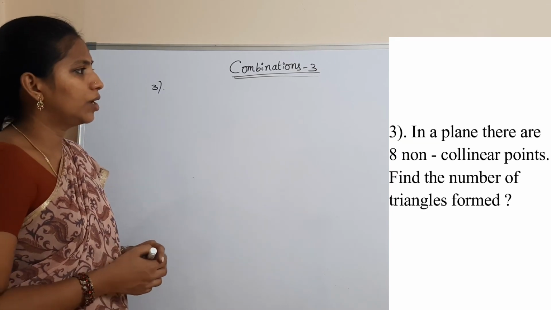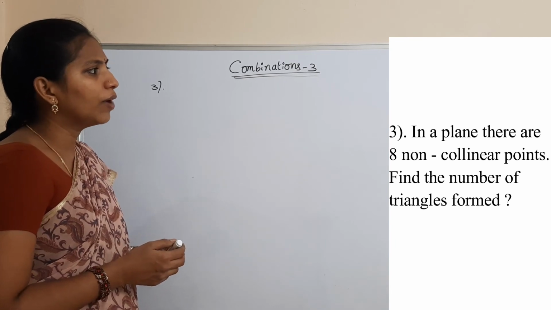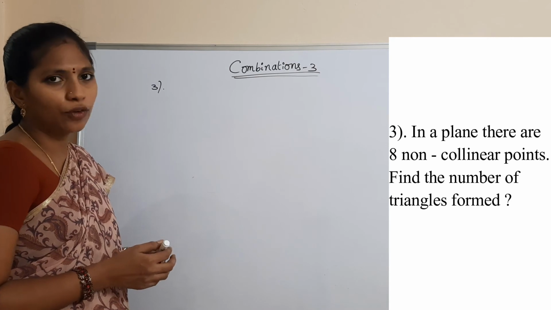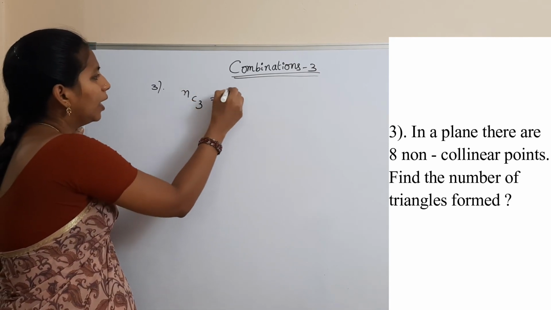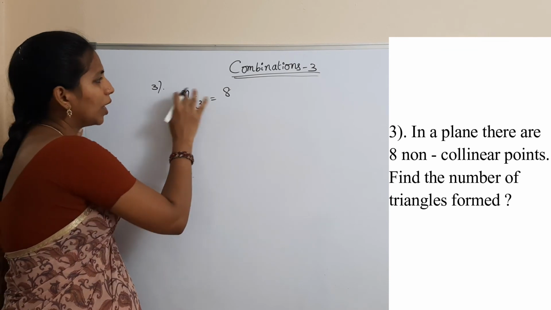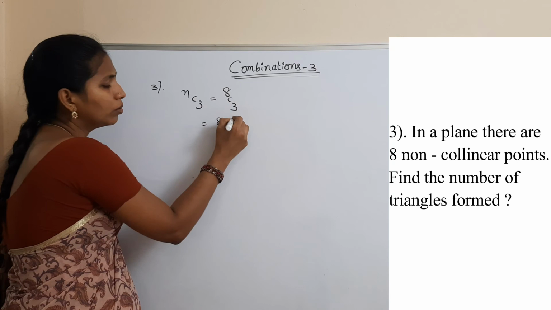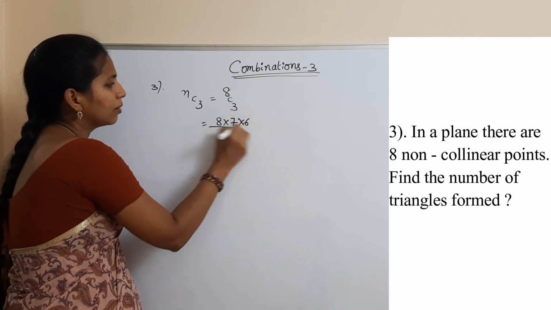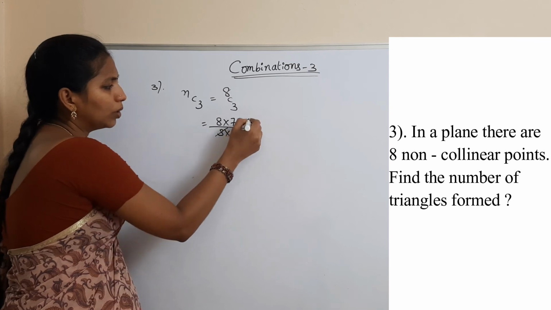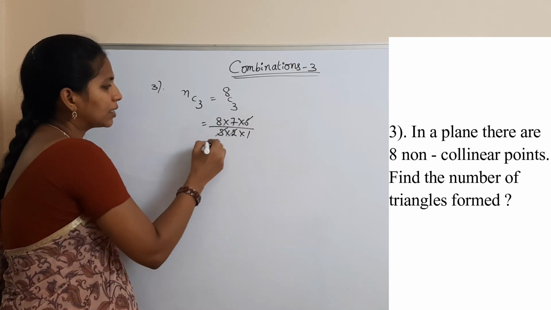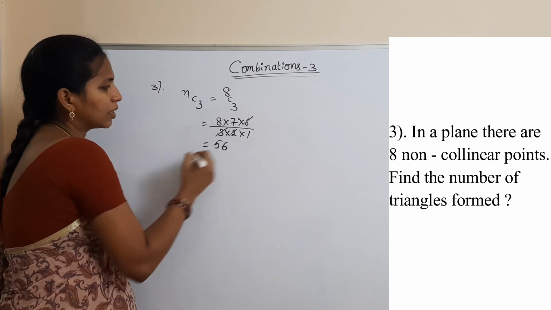Now see the third question. In a plane, there are 8 non-collinear points. Find the number of triangles formed. For non-collinear points, the formula is NC3. 8 non-collinear points, so 8C3 equals 8 into 7 into 6 by 3 into 2 into 1. 3 and 2 equal 6, cancelled. 8 into 7 is 56.